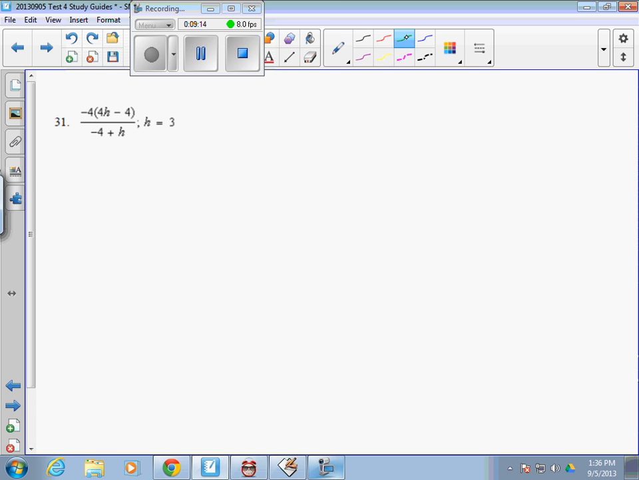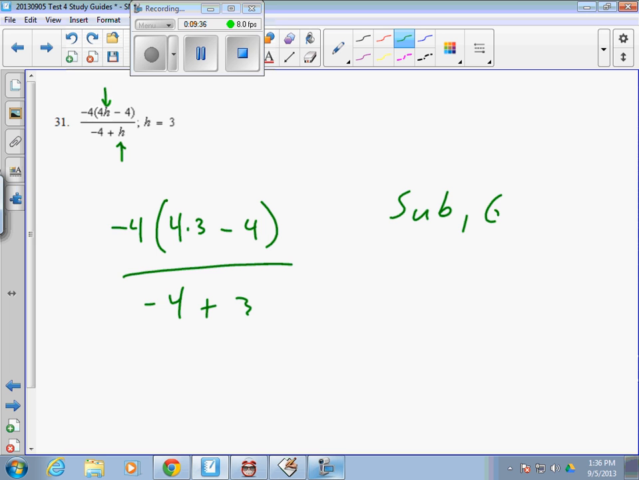Number 31 says -4 times 4h minus 4 over -4 plus h when h's value is 3. Plug in both places of h, you're plugging in 3. So -4 times 4 times 3 minus 4 over -4 plus 3. Do what's inside, that's all that is substituting in given values. Do what's inside parentheses first. You have to do multiplication. 4 times 3 is 12 minus 4. Still multiplying times -4 on the outside, and -4 plus 3 on the bottom.